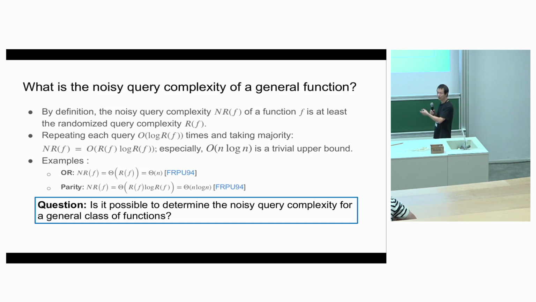So for example, for the OR function, the randomized query complexity and the noisy randomized query complexity are both theta n, whereas for parity, the randomized query complexity is n, but the noisy query complexity is actually theta n times log n. So the question we study here is: is it possible to determine the noisy query complexity for a general class of functions rather than specific functions?